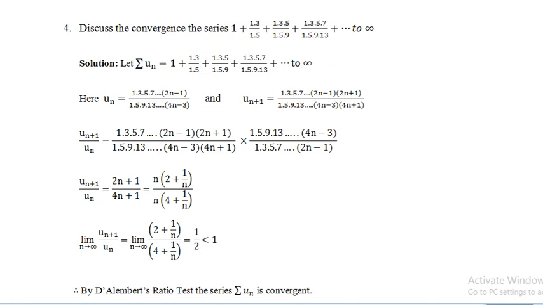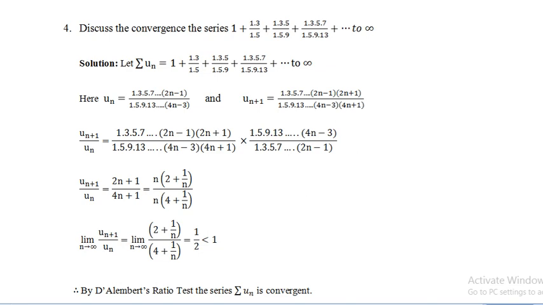If you observe the terms, the first term is 1, the second one is 1, 3, the third one is 1, 3, 5, then 1, 3, 5, 7, and the next term is 1, 3, 5, 7 and 9. So the number of terms goes on increasing in the numerator as well as in the denominator. Therefore its nth term becomes 1, 3, 5, 7, up to 2n minus 1, and the denominator is 1, 5, 9, 13 and so on up to 4n minus 3.